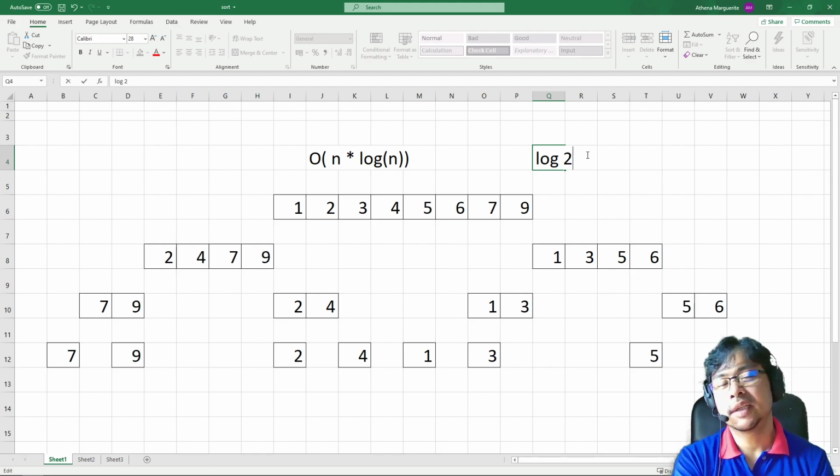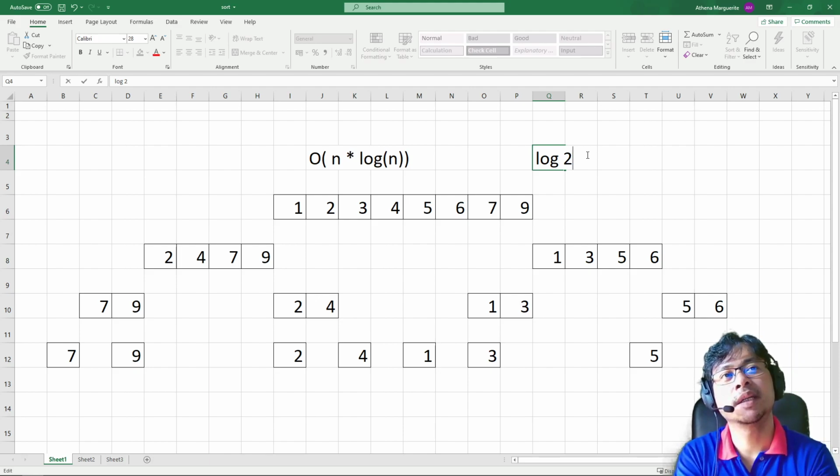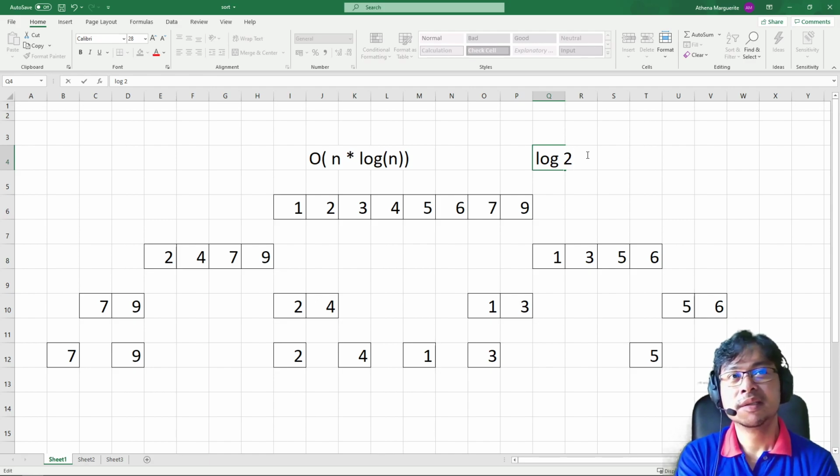It's actually log of 2. In general mathematics, since humans are more into decimals, that is the default number system in computing, the decimal. So it's log of 10 for us humans.